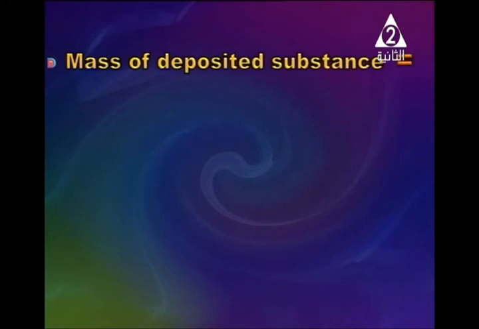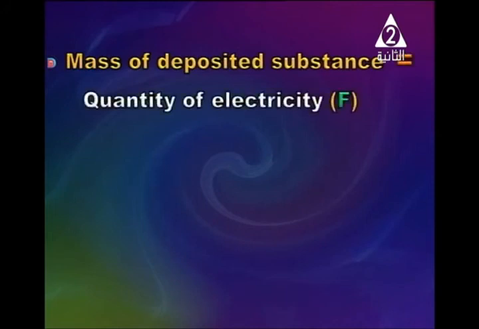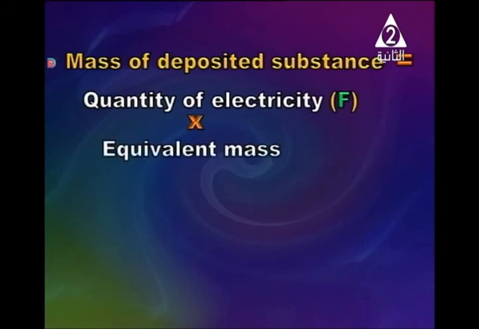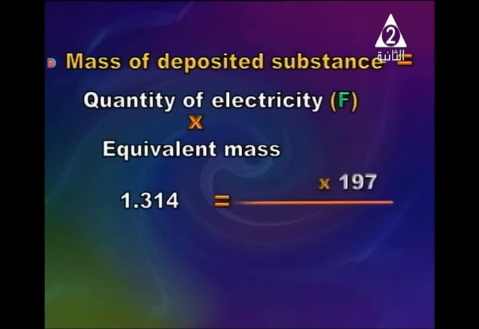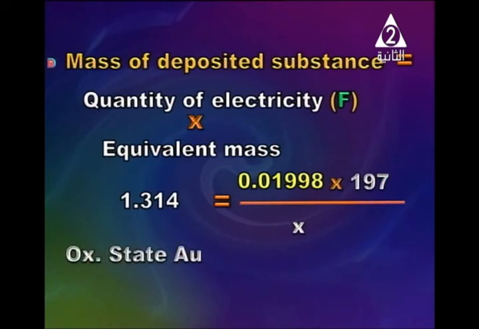So we can use the same quantity of electricity in the second cell, as the mass of the deposited substance equals the quantity of electricity in Faraday times the equivalent mass of a substance. We can apply this on the gold, which is precipitated, which equals 1.314 gram, equal to the quantity of electricity we calculated before, which is 0.01998 Faraday, times the equivalent mass of gold. We know that its atomic mass is 197, but we don't know its valency. Let's assume it's X. So the X, which is the oxidation state or the valency of gold, equals 2.995. Approximately, it's 3. The oxidation state of gold is positive 3.